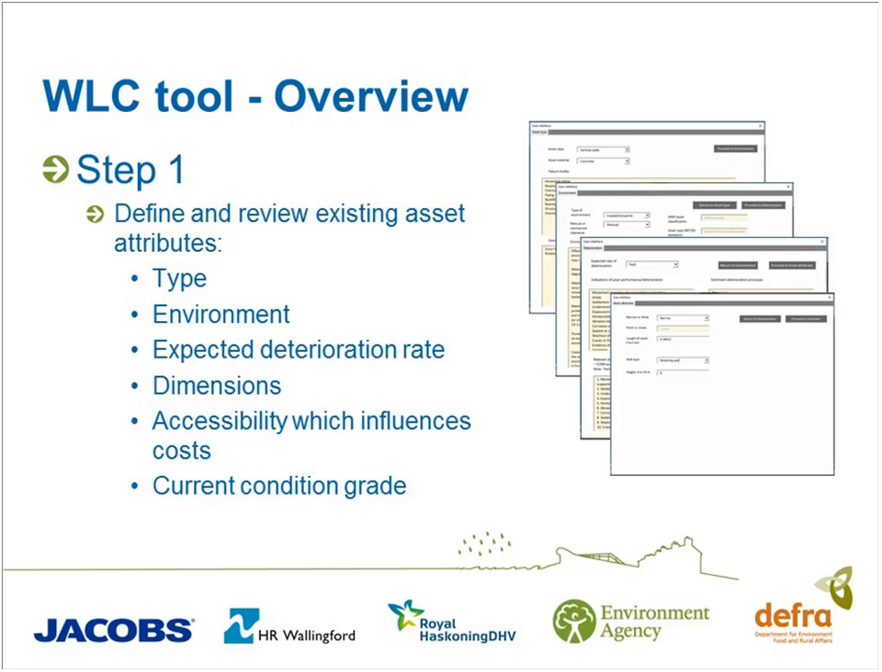There's a series of screens that take you through defining the type, the environment that the asset's in, the expected deterioration rate, whether it's fast, medium or slow, the dimensions of the assets which are used to understand the costs, the accessibility of the assets which also influence the cost of maintenance in some cases, then also the current condition grade of that asset. So there's a series of forms you work your way through, and it's providing you some information about, say, some of the failure modes you might expect to see, and what some of those deterioration rates and selections mean for you.